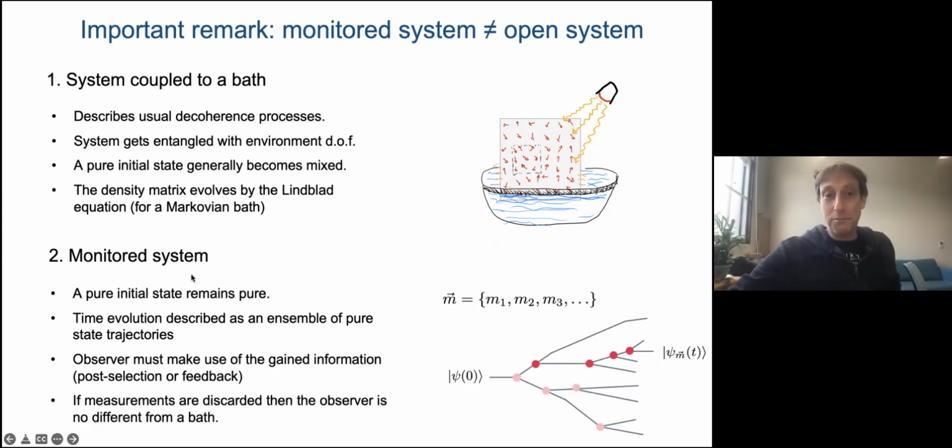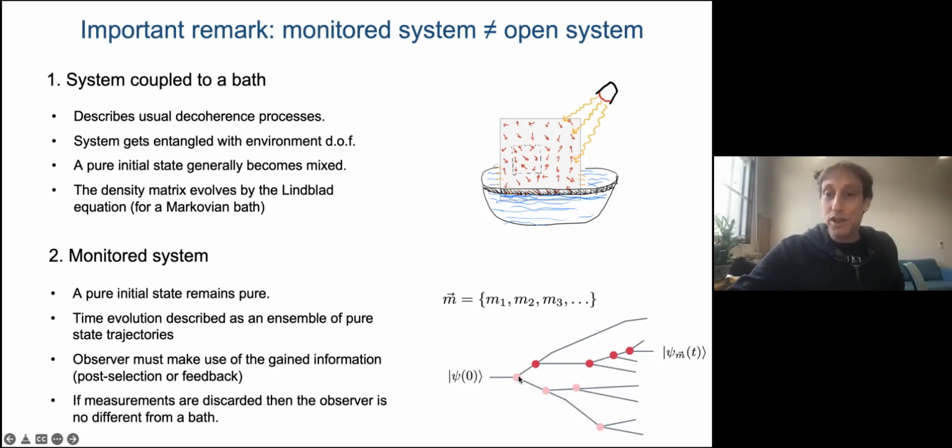Monitored quantum systems are different. What happens in a monitored quantum system is really what we have in the postulates of quantum mechanics. If we initiate a system in a pure state, after the measurement result, the measurement projects the system to a different pure state, but the state is still pure. And then after a second measurement, it would project it to a new pure state.